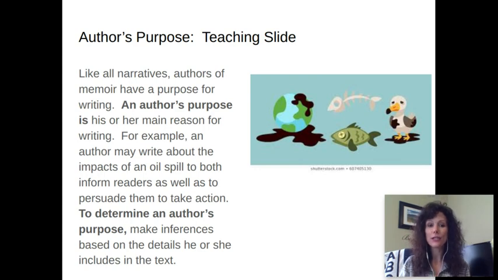So to determine an author's purpose, you make inferences. That's part of our learning target. Inferences based on the details that he or she includes in the text. So we are going to look closely at some of the details from the text, and we are going to infer the author's purpose.